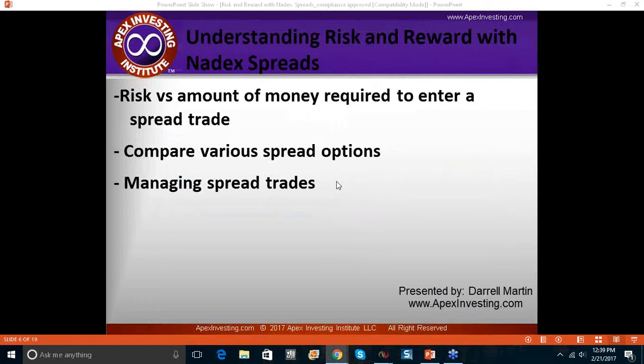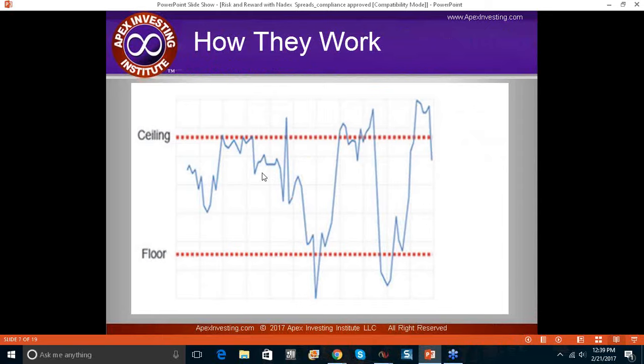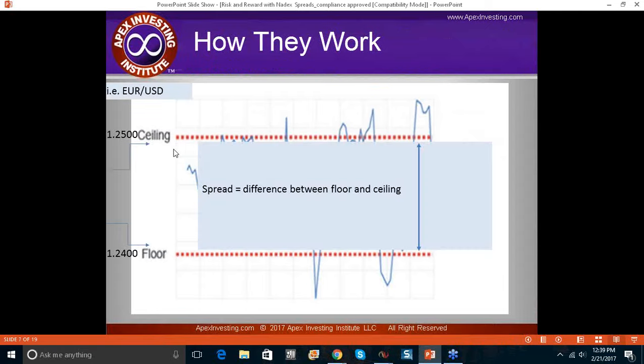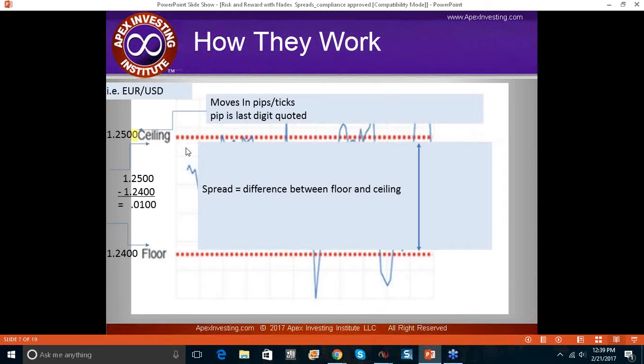If you go back and watch some of those basics webinars, they'll go through the very basics with you of what a spread is and how it works. We talk about how every spread has a floor and a ceiling. There are different spreads: some are 100 pips wide, some are several hundred pips wide. The difference in a spread is the difference between the floor and the ceiling. Spreads move in pips or ticks, and each pip is worth $1. In this example there are 100 pips in the spread, so this spread is worth $100.